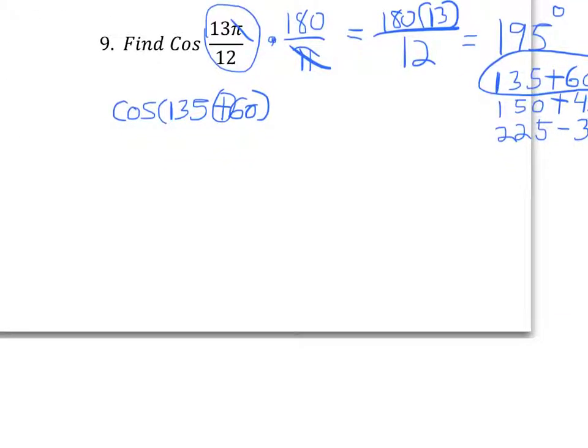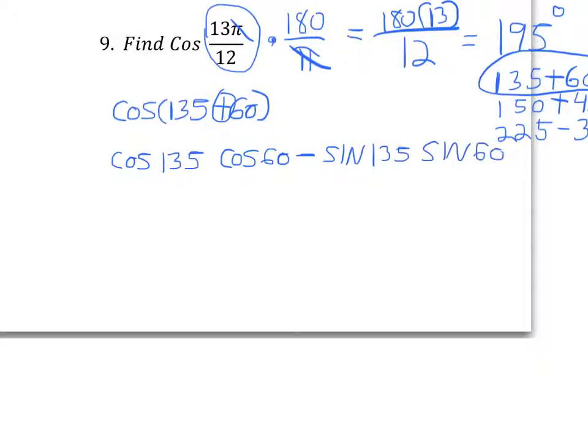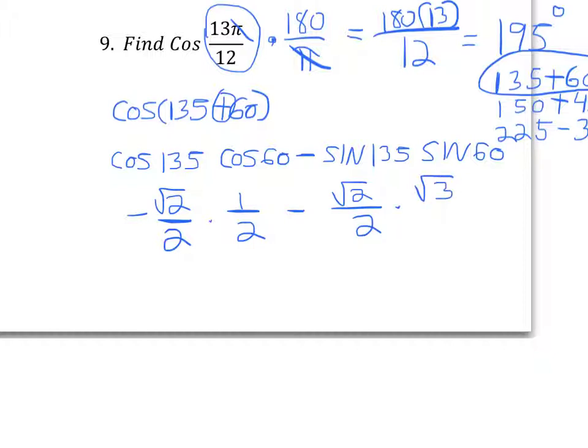Now let's apply the numbers and evaluate. I have cosine of A, which is 135, times cosine of B, which is 60, and then minus sine of 135 times the sine of 60. I know these values. Cosine of 135 is in the second quadrant, so it's negative, and its reference angle is 45, so it's negative root 2 over 2. Cosine of 60 is 1/2. Then minus sine of 135, which is positive root 2 over 2, since sine is positive in the second quadrant, and then sine of 60 is root 3 over 2.